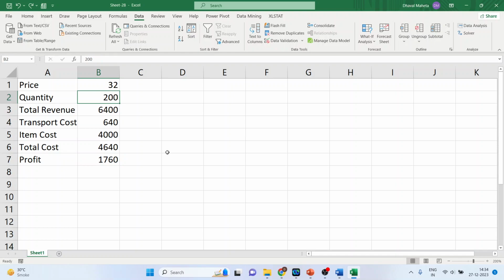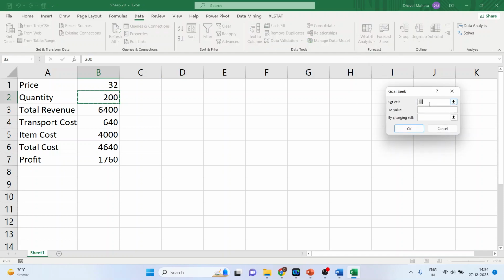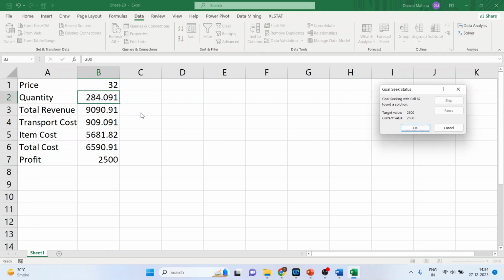Now we want to find out that if you want to have a profit of 2500, what should be the quantity sold? So how can we achieve this? Make sure you are in Data, What-If Analysis, Goal Seek. Set the value. Set the value of what? The target is profit. To the value, we want the profit of 2500 by changing what? By changing the quantity. Click OK and you can see if we sell 284 quantities, we will be able to achieve the profit of 2500.